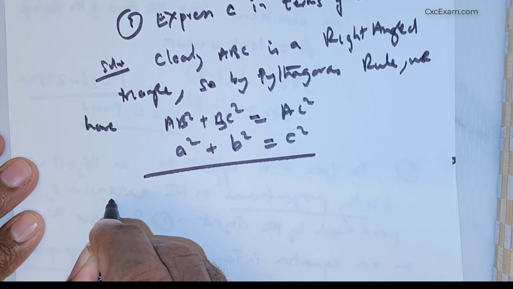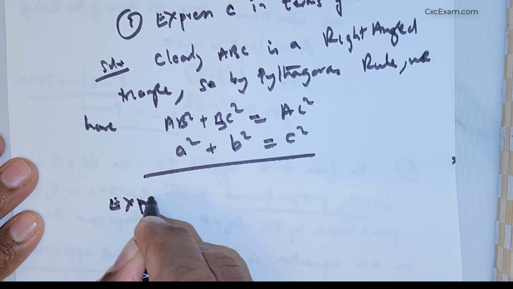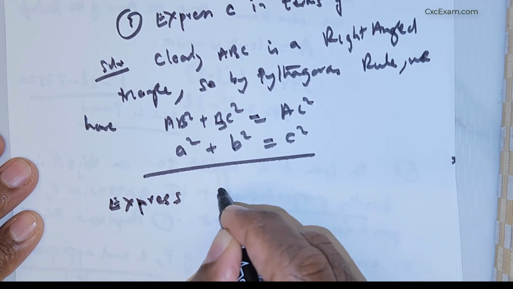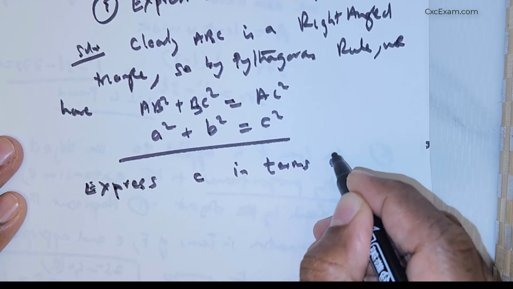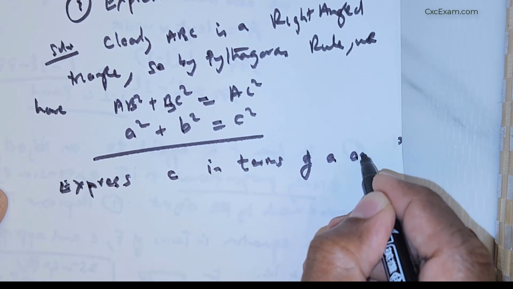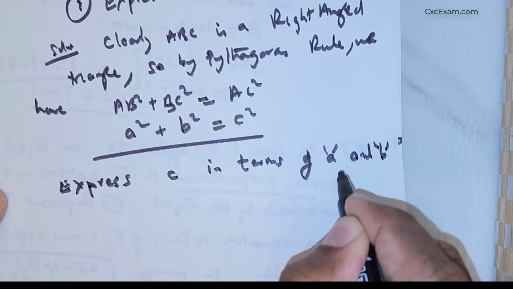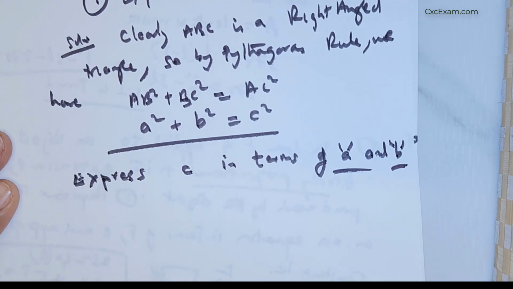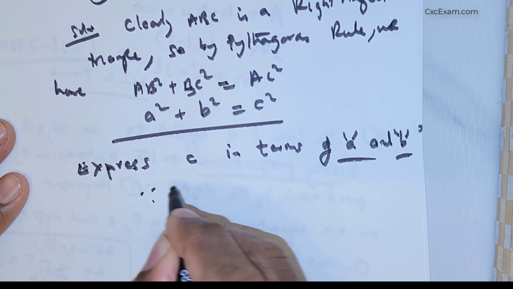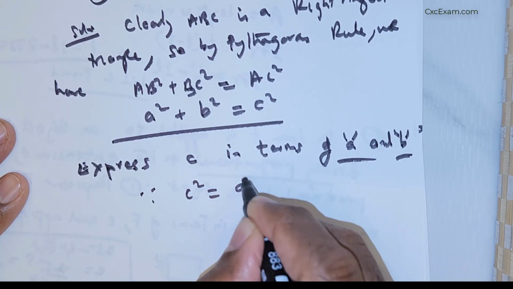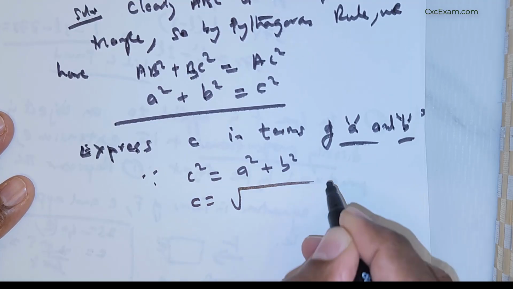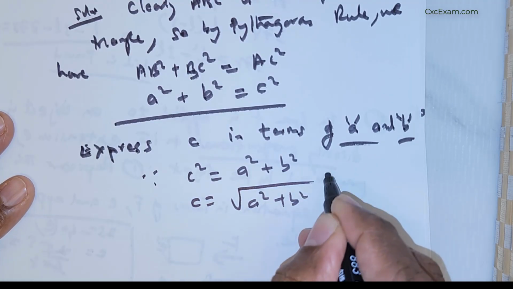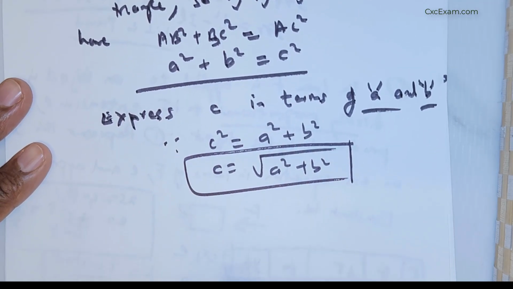Next part, they are asking us to express C in terms of A and B. Okay, so since C squared is equal to A squared plus B squared, C is going to be root of A squared plus B squared. That's the solution.